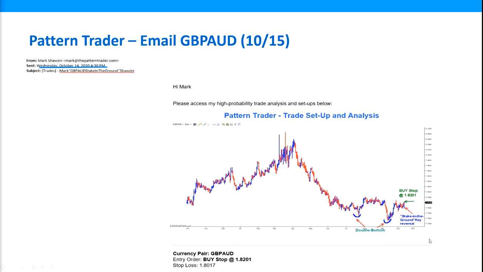So the whole purpose of my program, the whole purpose of why I started the Pattern Trader, this is not a managed account. This is not a signal system. Frankly, if you just copy and paste my trades, you'll really learn nothing. The whole objective of what I do is to show you how I use a combination of price action and price patterns to determine entry points, risk reward entry points for high value moves.